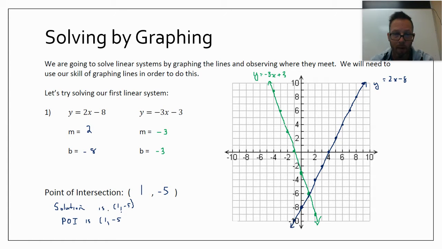So, oh, it's 1, minus 6, actually. Excuse me. But yeah, there's lots of ways to conclude this problem, but often I'll just use the short form POI. The POI, point of intersection, is 1, minus 6.